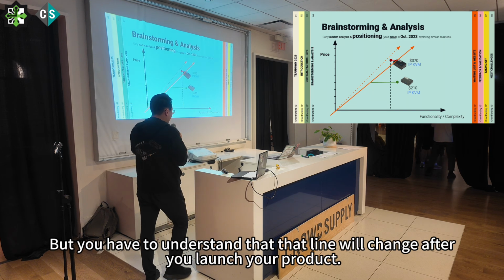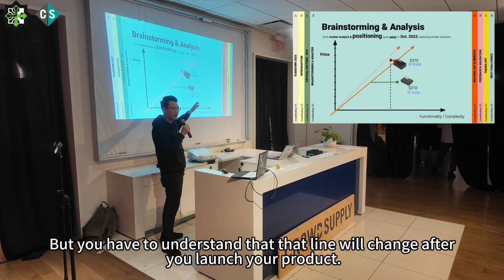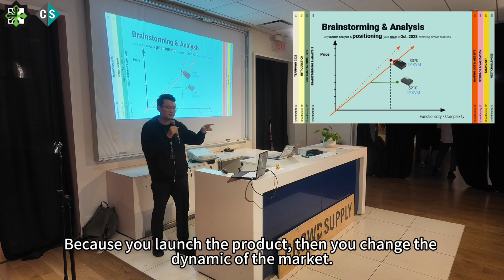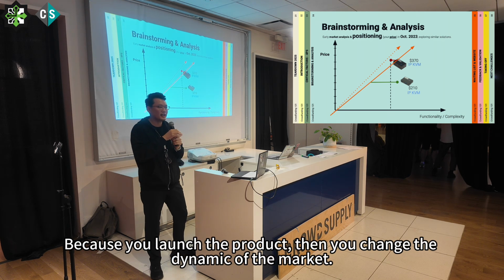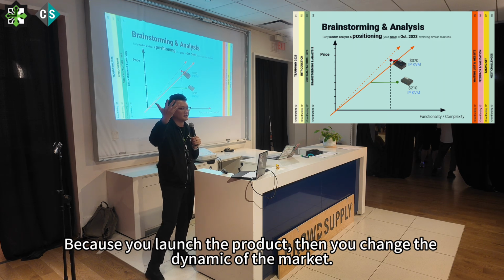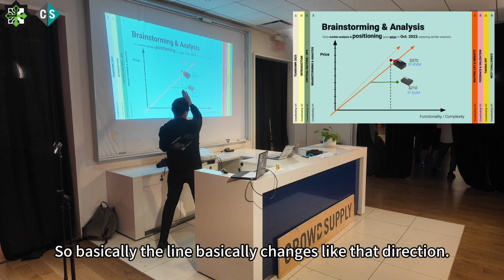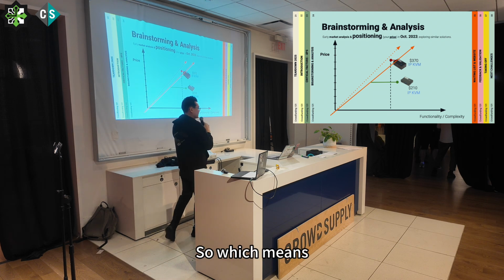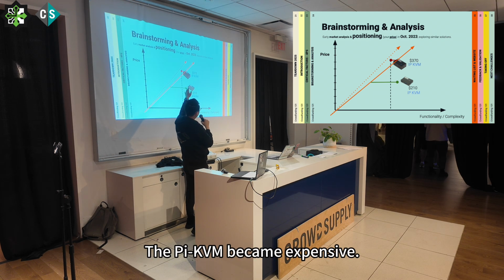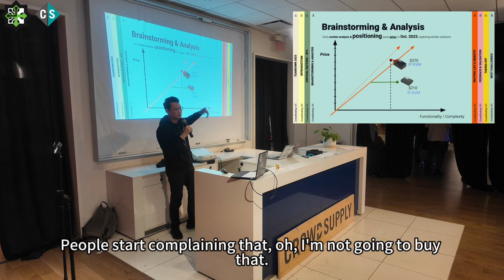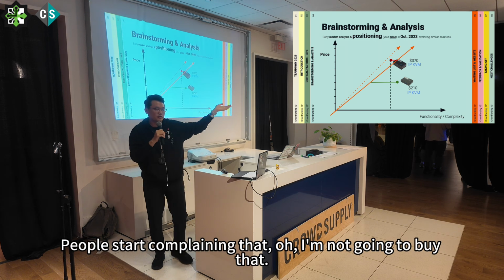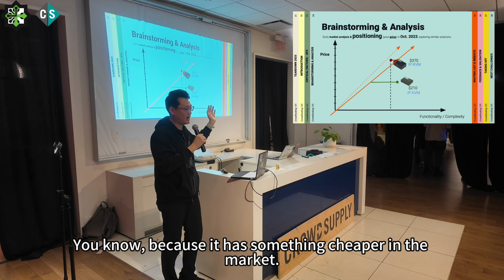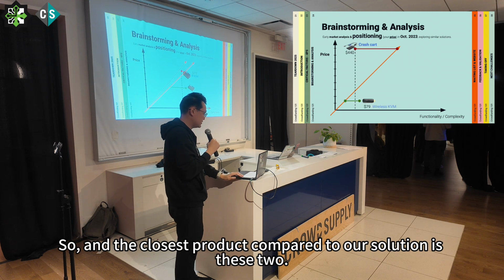But you have to understand that that line will change after you launch your product, because when you launch the product, you change the dynamic of the market. So basically, the line is changed in that direction. Which means the Pi KVM becomes expensive. People start complaining that, oh, I'm not going to buy that, because I have something cheaper in the market.